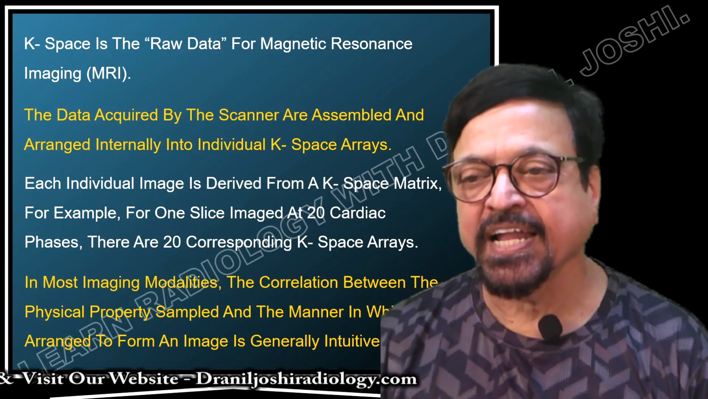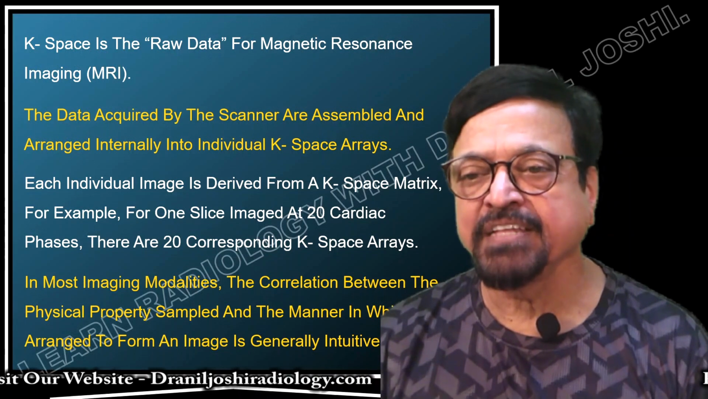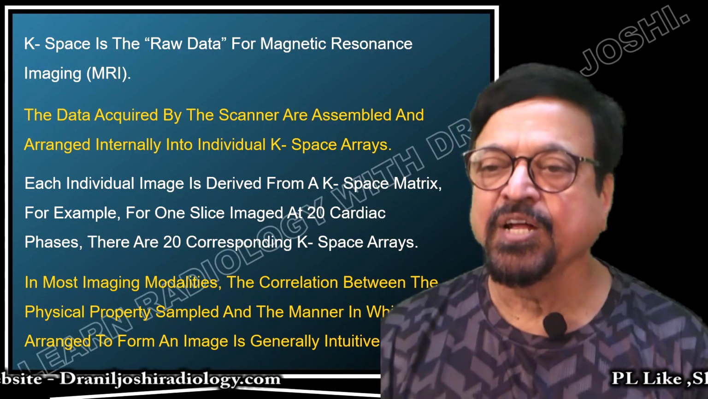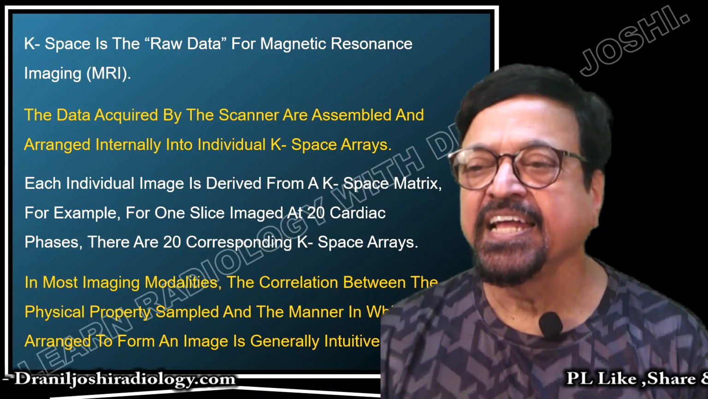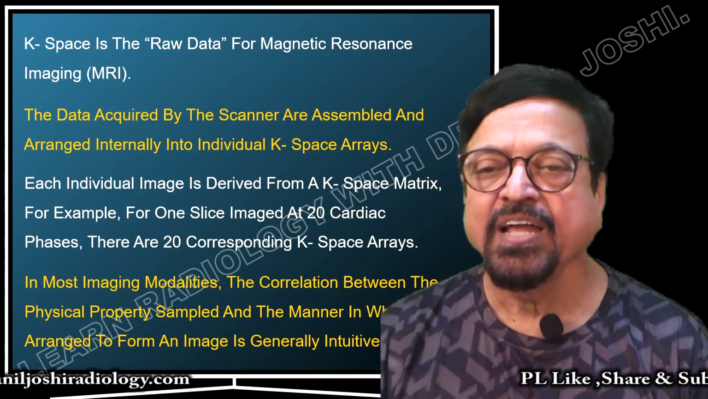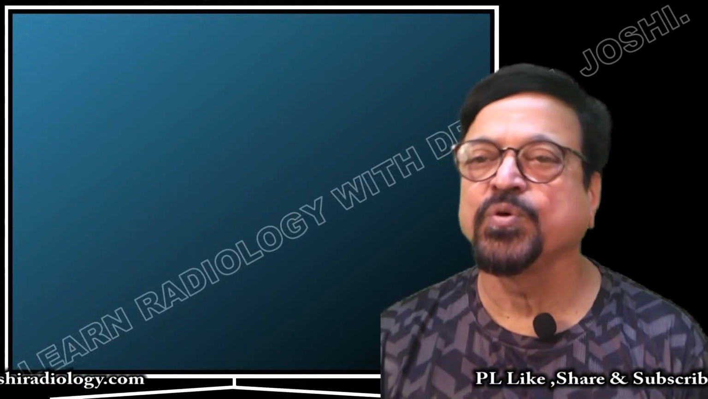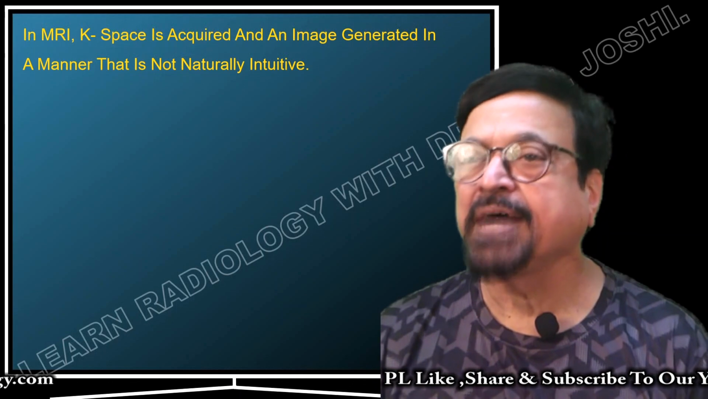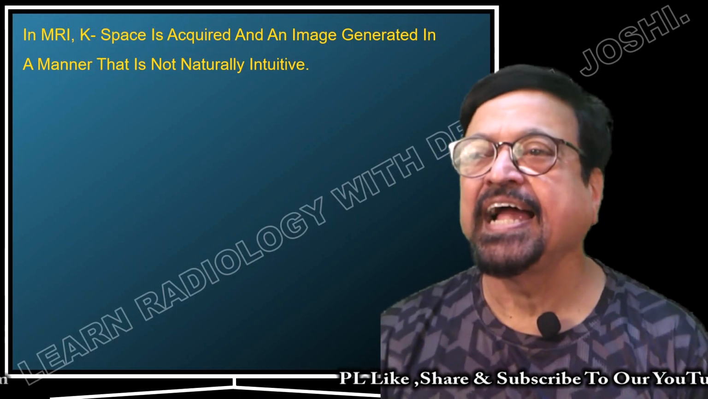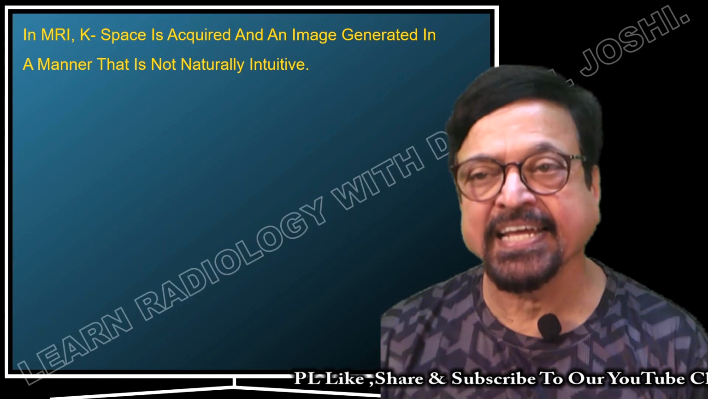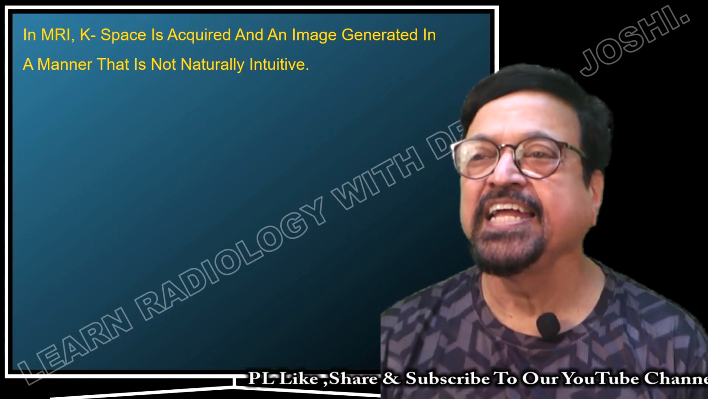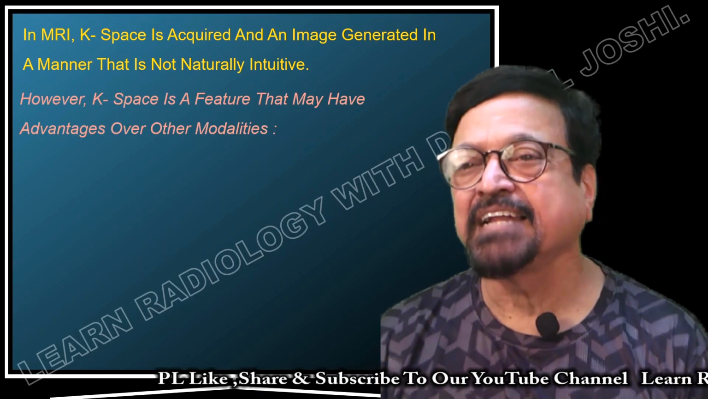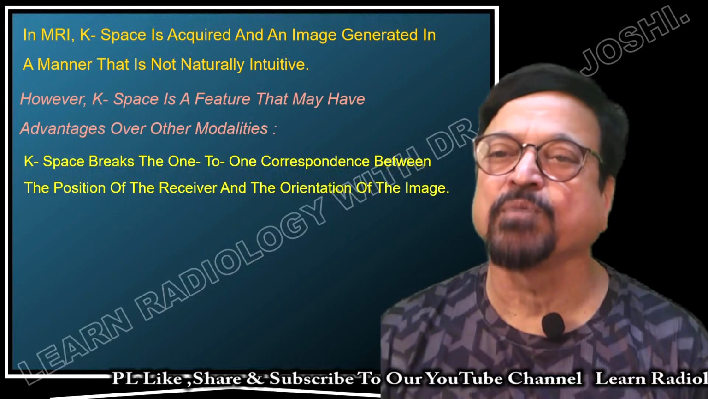In most imaging modalities, the correlation between the physical properties sampled and the manner in which data are arranged to form an image is generally intuitively obvious. So you can imagine it and you will be correct in that way. In MRI, K-space is acquired and the images are generated in a manner that is not naturally intuitive. However, K-space is a feature that may have advantages over the other modalities.